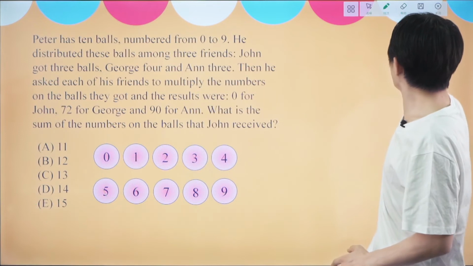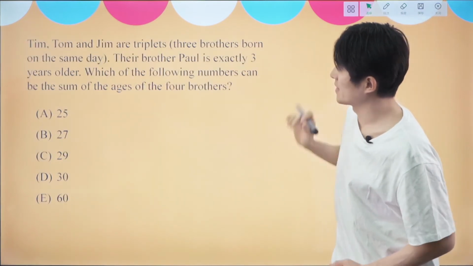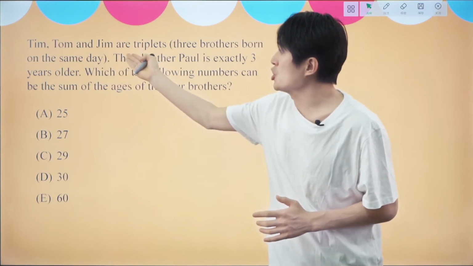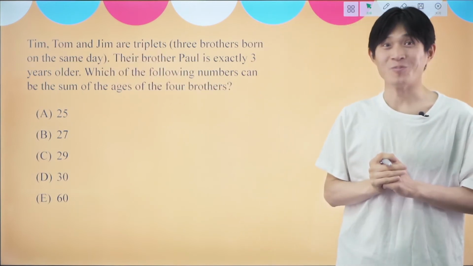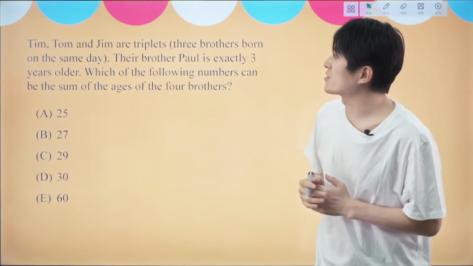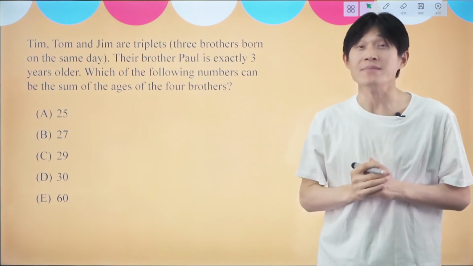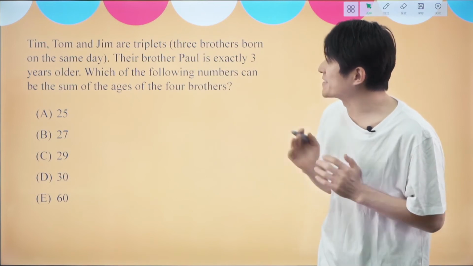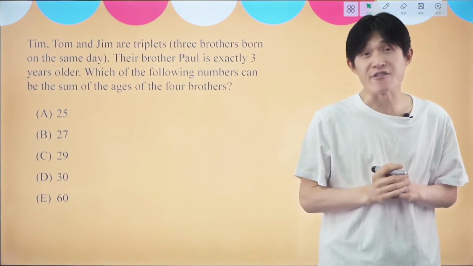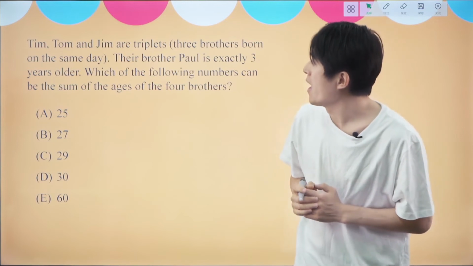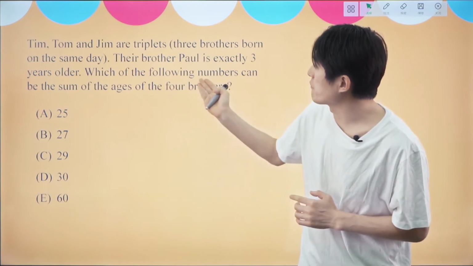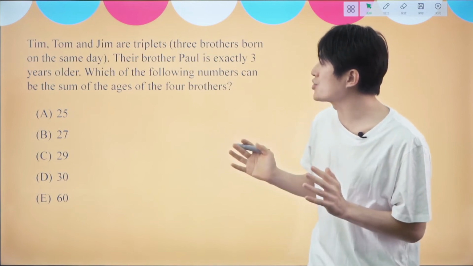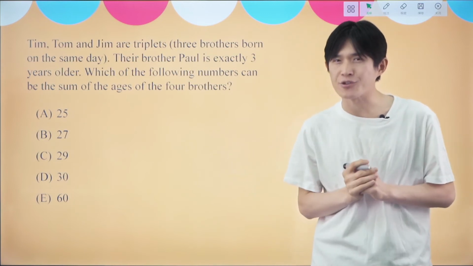All right, let's go to the next one. Ready for the second problem? Here we go. Tim, Tom, and Jim are triplets. Wow. So 3 brothers born on the same day. Their brother Paul is exactly 3 years older. Which of the following numbers can be the sum of the ages of the 4 brothers?